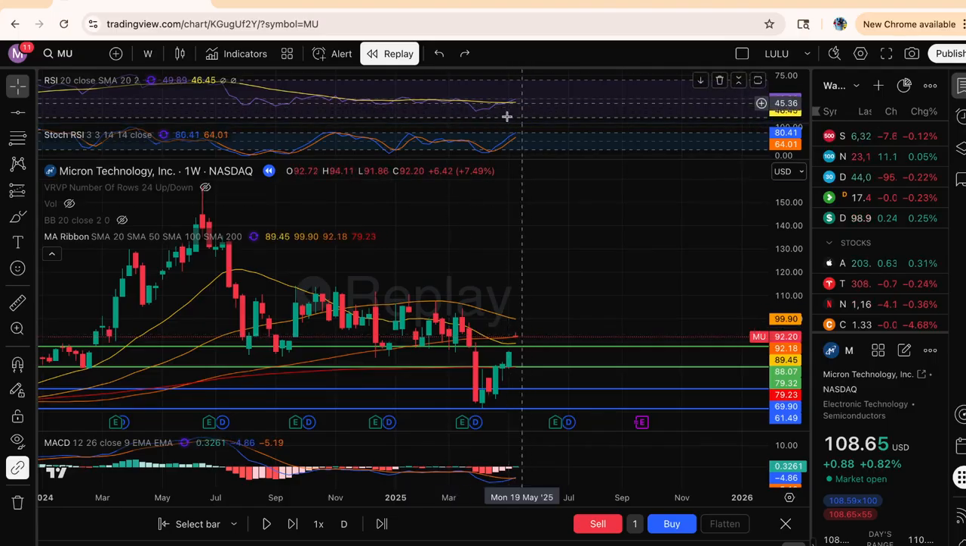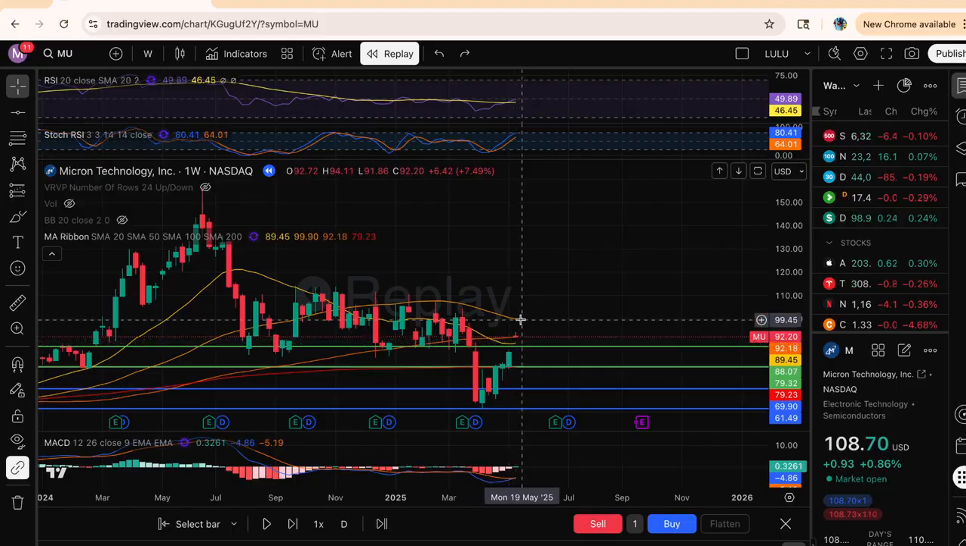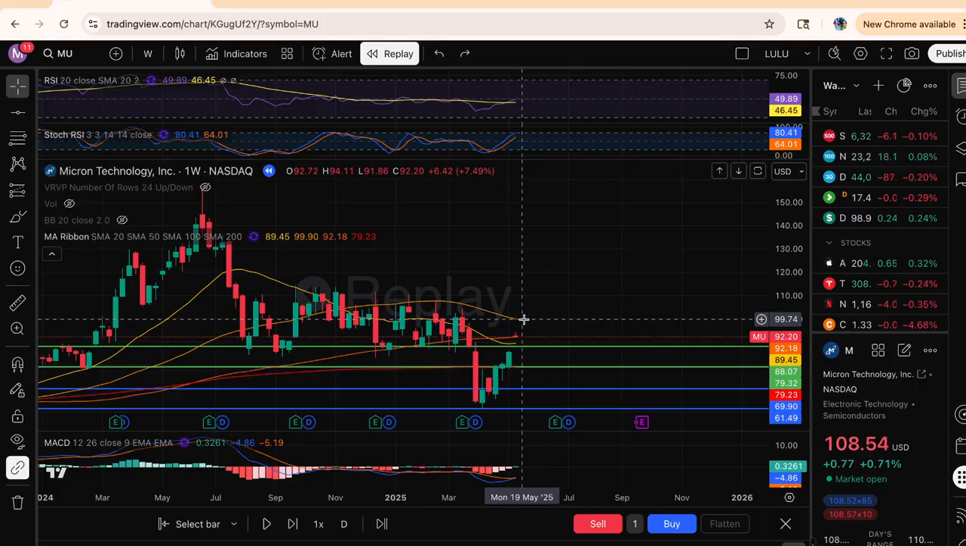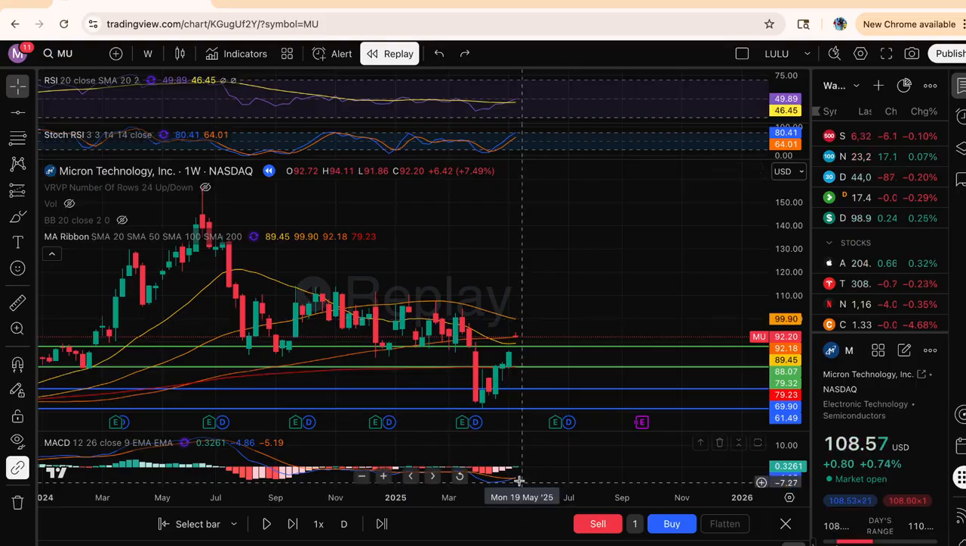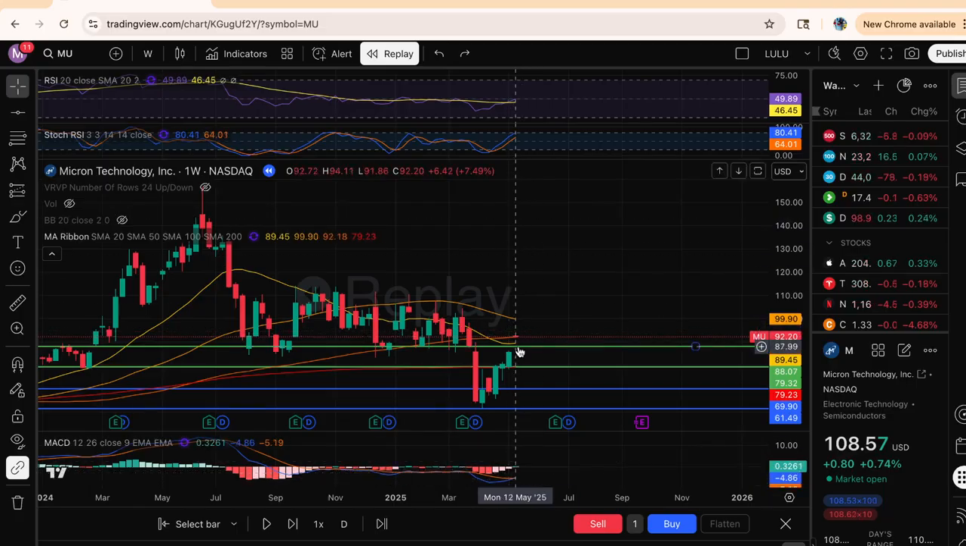RSI level is still looking nice. It's at 49. Stochastic RSI is still looking nice. It's at 80. We broke above those moving averages. The next place I can see it getting to is going to be this 50-day moving average, which is at almost $100. And then also, we just had that crossover on the MACD to the upside. So this is showing, hey, you may want to stay in this. You may make some extra money on it.